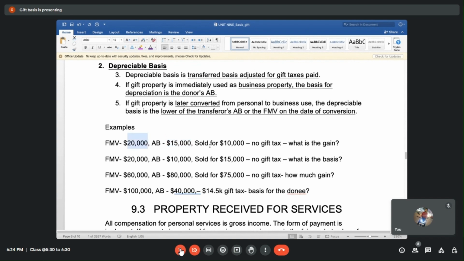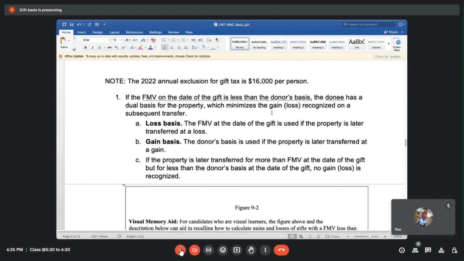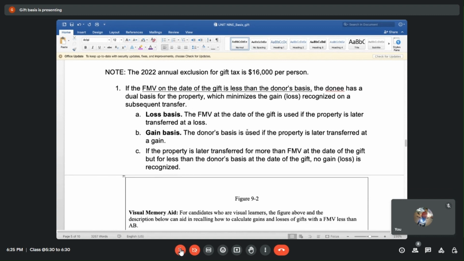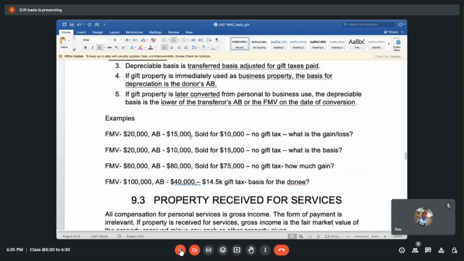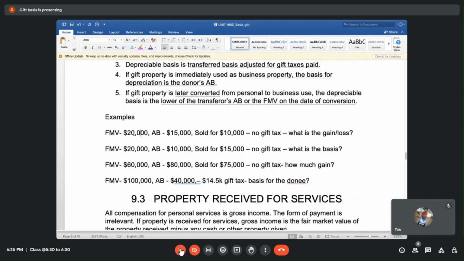So in the loss situation, we have to take the lesser of adjusted basis or fair market value, because the IRS wants to be consistent here. The donee has dual basis to the property, which minimizes the gain or loss, not recognizing the subsequent transfer. This is a different condition, but generally the loss is also going to be limited, so we have to take the lesser of fair market value or adjusted basis.